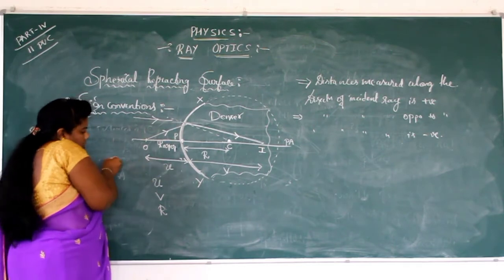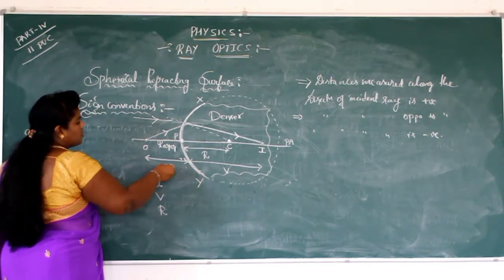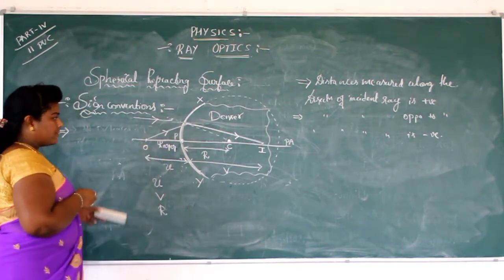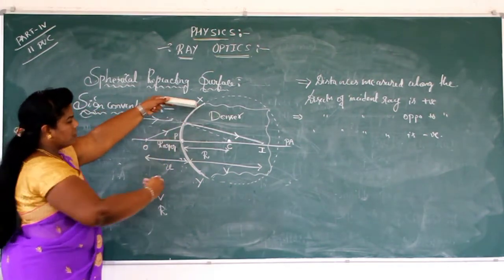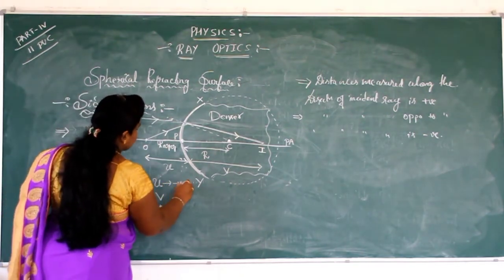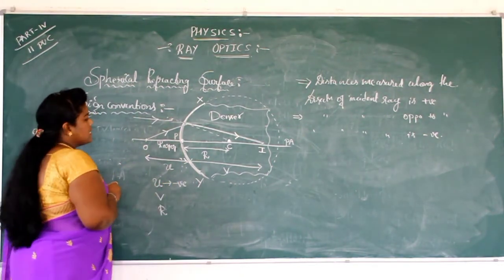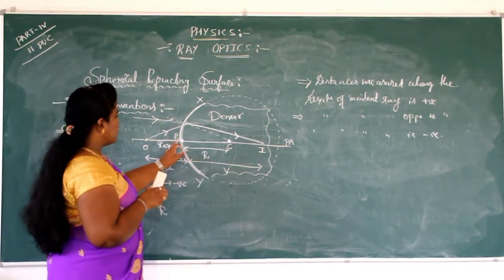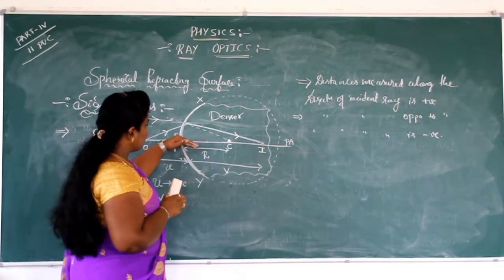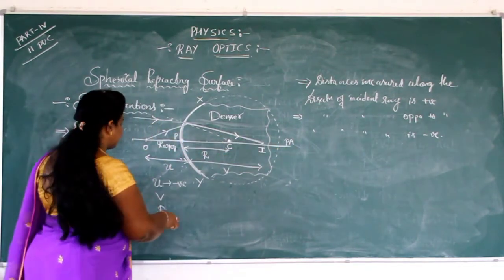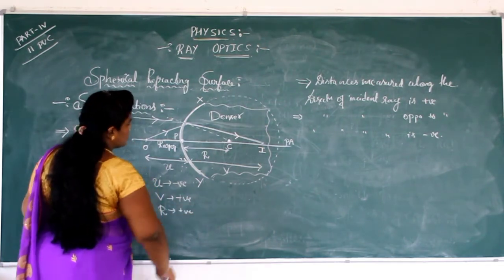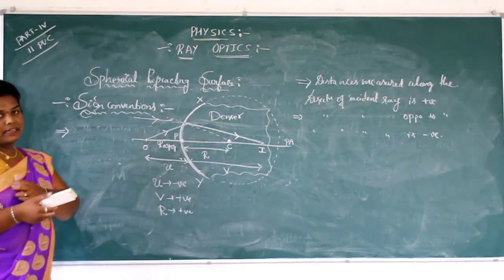It means I am measuring the object distance opposite to the direction of the incident ray. The incident ray is in this direction, whereas my measurement is in the opposite direction, so the object distance is taken as negative. Similarly, the image distance is measured along the direction of the incident ray. Radius of curvature is measured along the direction of the incident ray, so it becomes positive. So this is how to apply the sign conventions.